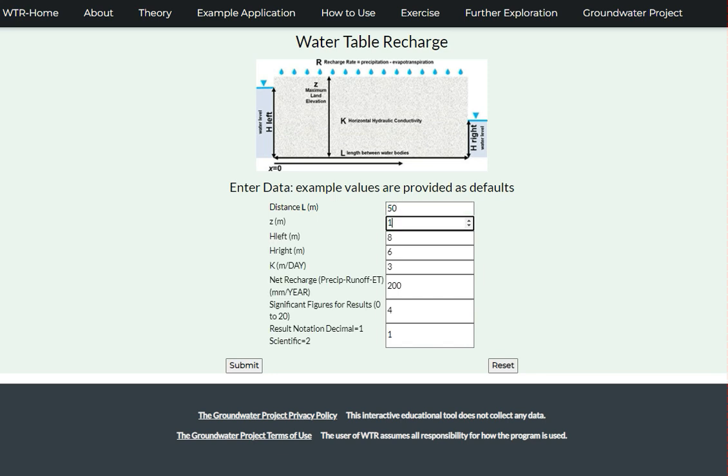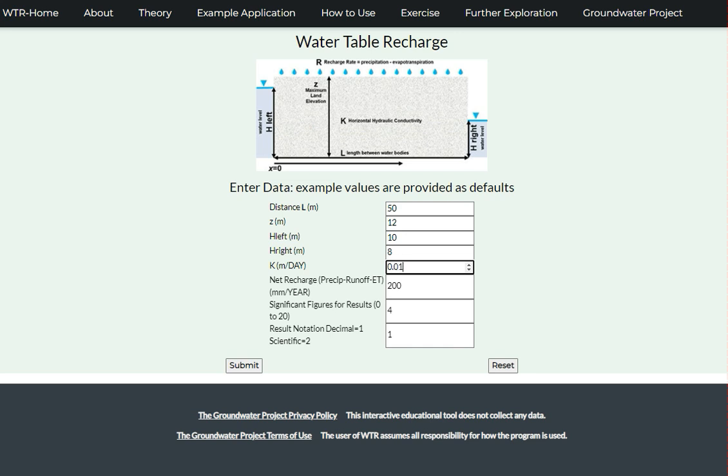It is important to enter values in the appropriate units, which are meters and days, for all inputs except net recharge, which is in millimeters per year, and is equal to annual precipitation minus annual runoff and evapotranspiration. 50 meters for length, 12 for surface elevation. The only use of this is for the model to indicate when the water table may be unreasonably high.